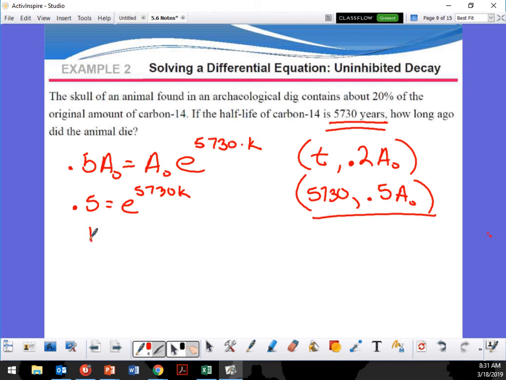So let's call this 1/2 equals e to the 5730K. ln both sides, so it's going to be ln of 1, right? Why? Because this is a fraction, isn't it? And with my log rules, it's going to be the top minus the bottom, isn't it? So it's going to be ln 1 minus ln of 2. You'll see why here in a second.